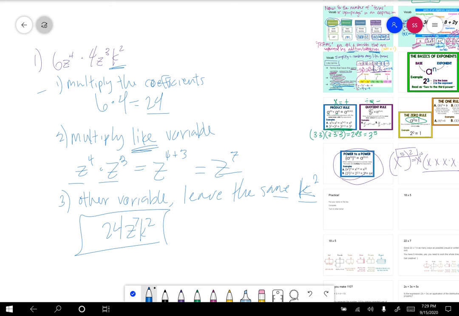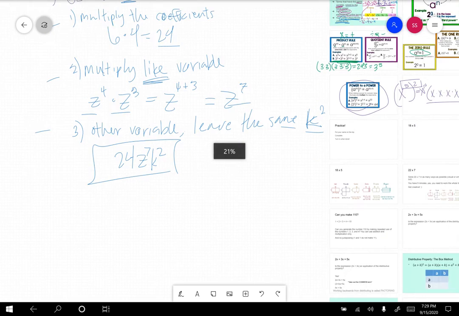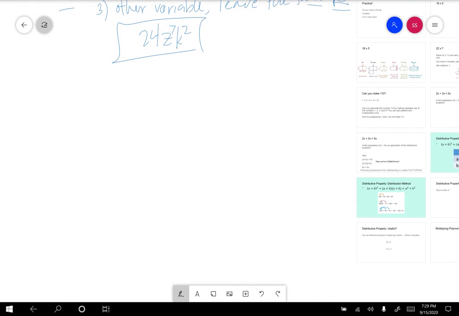So those are the steps you want to take. Multiply the coefficients first, then multiply any like variables, and then any other variables that don't have a match to it that you're multiplying, you just leave them the same. Okay, so there's number 1. I'm going to go over number 8 next.